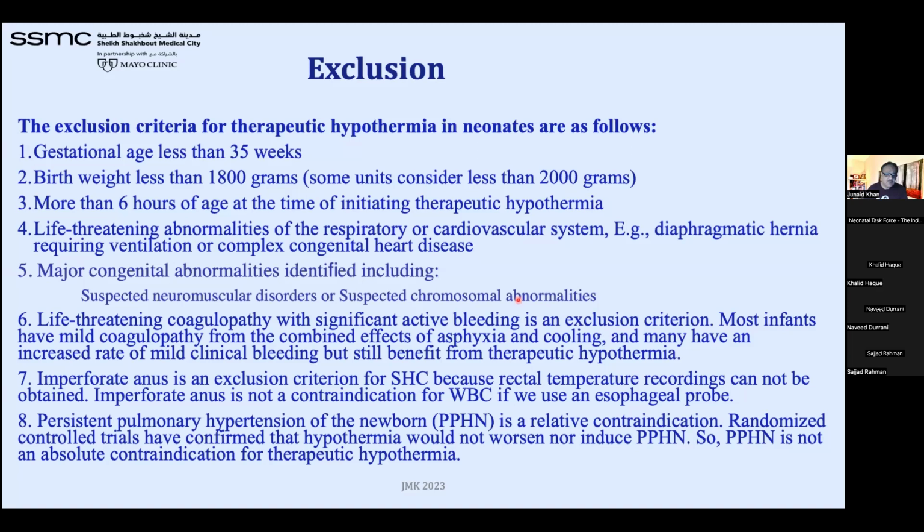Persistent pulmonary hypertension: you do the pre-ductal and post-ductal measurements, and you can suspect it, but it's not an absolute contraindication, because the randomized controlled trials have confirmed that hypothermia does not worsen or induce PPHN. So PPHN is not an absolute contraindication of therapeutic hypothermia. So we have very strict inclusion and exclusion criteria for that.